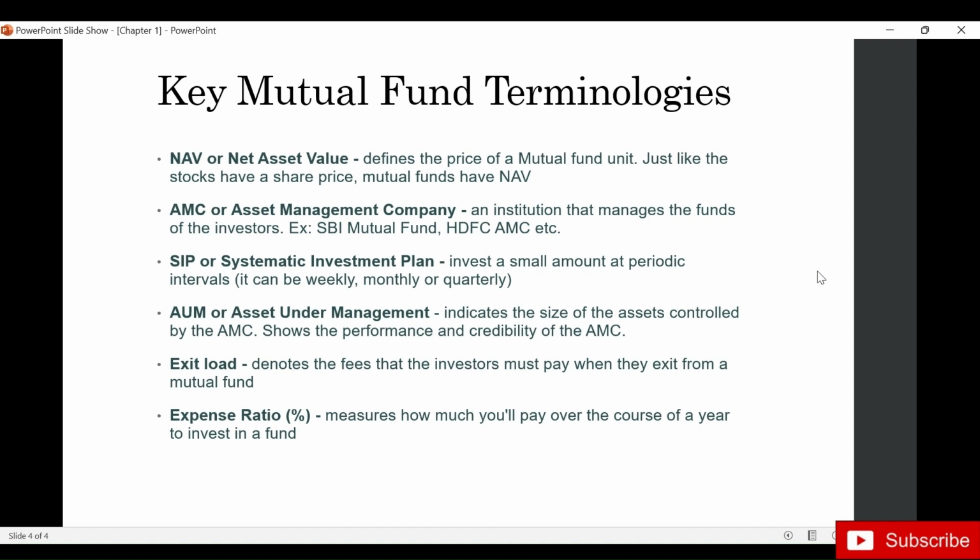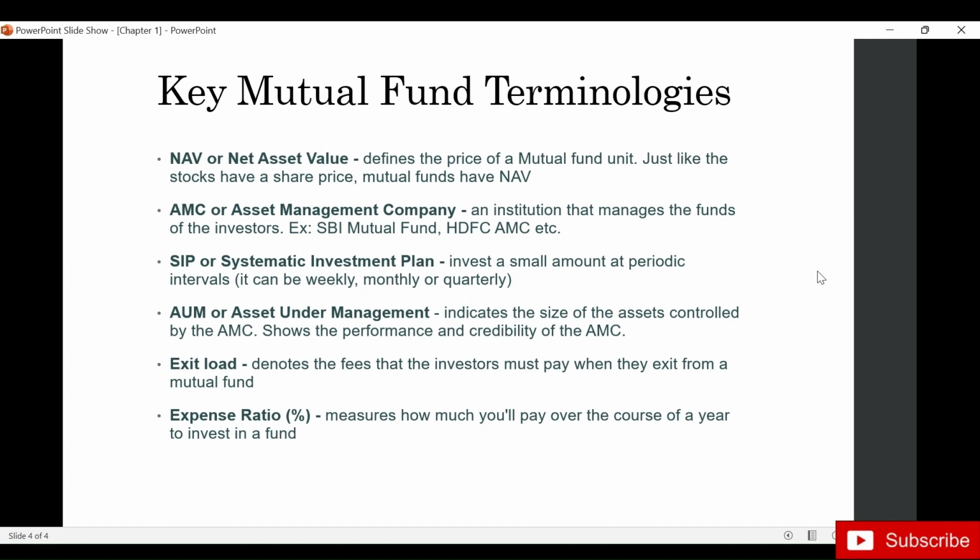Next, coming on to the third point, which is SIP or systematic investment plan. SIP means that an investor invests a certain small amount of money at periodic intervals, and the periodic interval can be weekly, monthly, or quarterly. The opposite of SIP is lump sum. In lump sum investment, an investor usually invests a big chunk of money in one go.